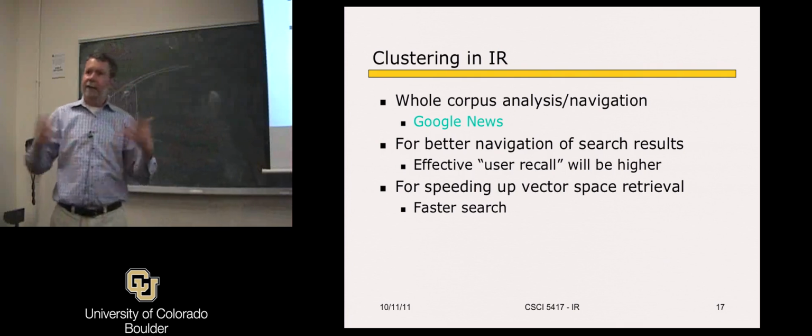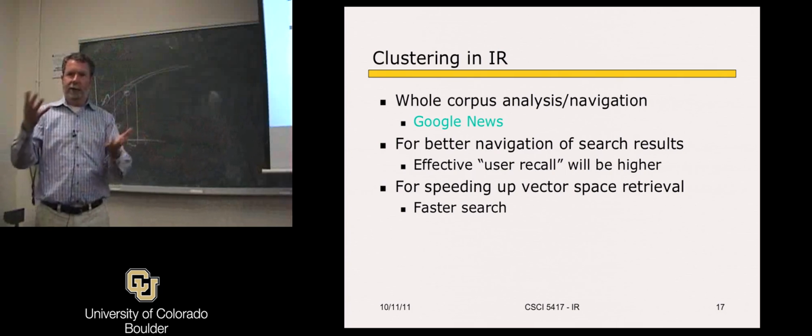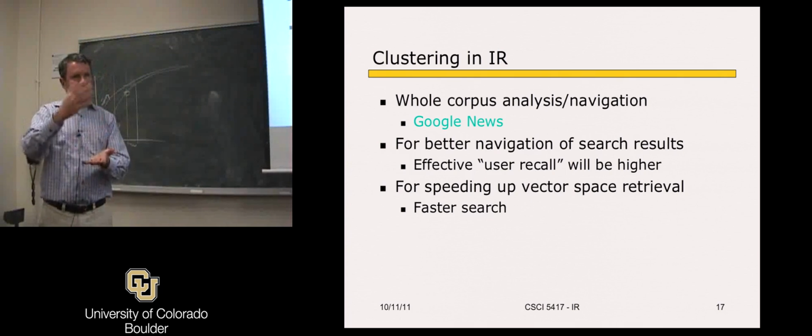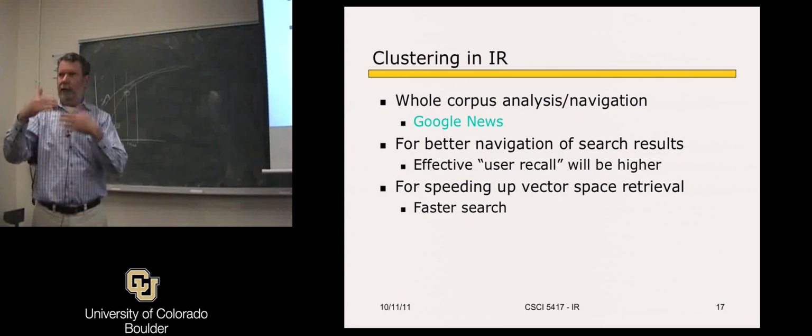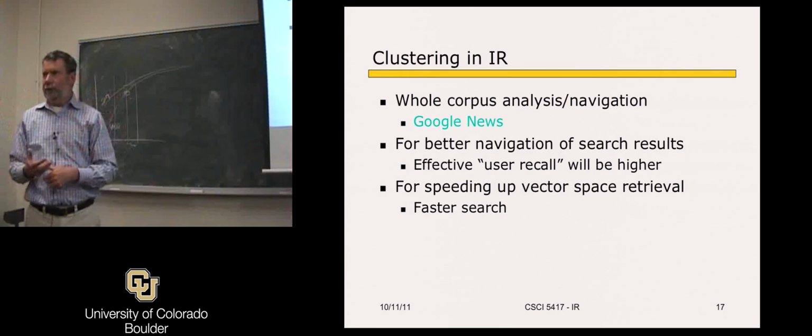Okay, so why might you want to do that? That's to make the user's life better. If you can take that screen of initial results and divide them up into the different categories that are actually there, then the user can zero in on the thing that they actually want to zero in on without having to wade through all these irrelevant results.